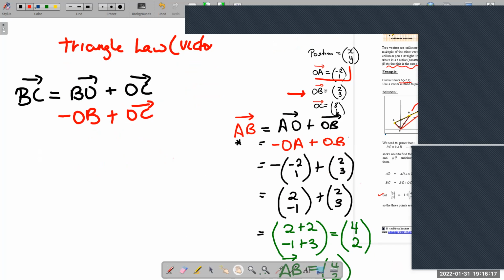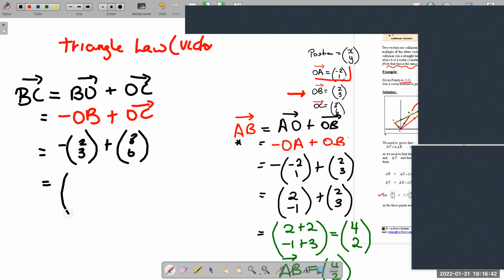So let's go. I'm going to use black again. I'm going to put back my negative sign. What is OB? OB is what? 2, 3 plus OC, which is what? 8, 6. So my question to everybody is, what is going to be my value for the first set of vectors? So instead of 2, 3, what will I end up with?